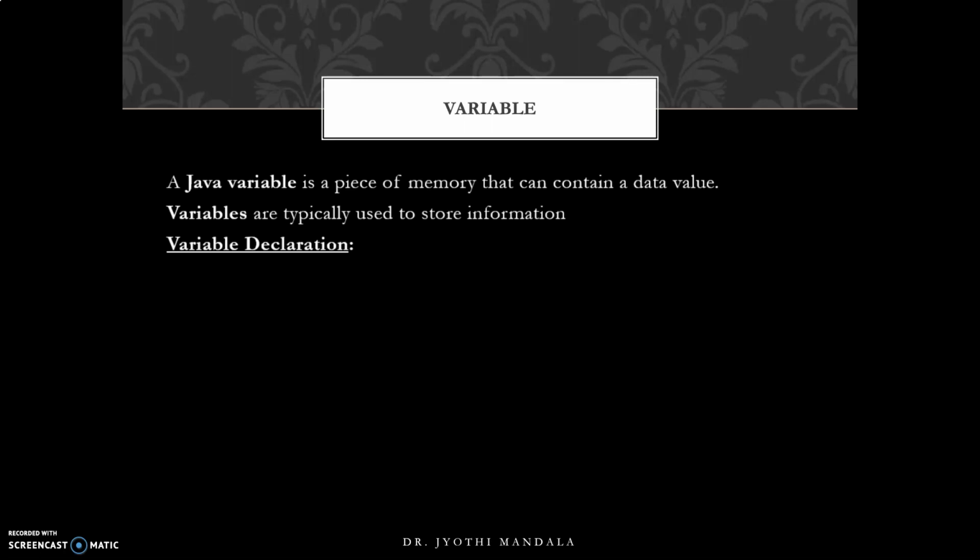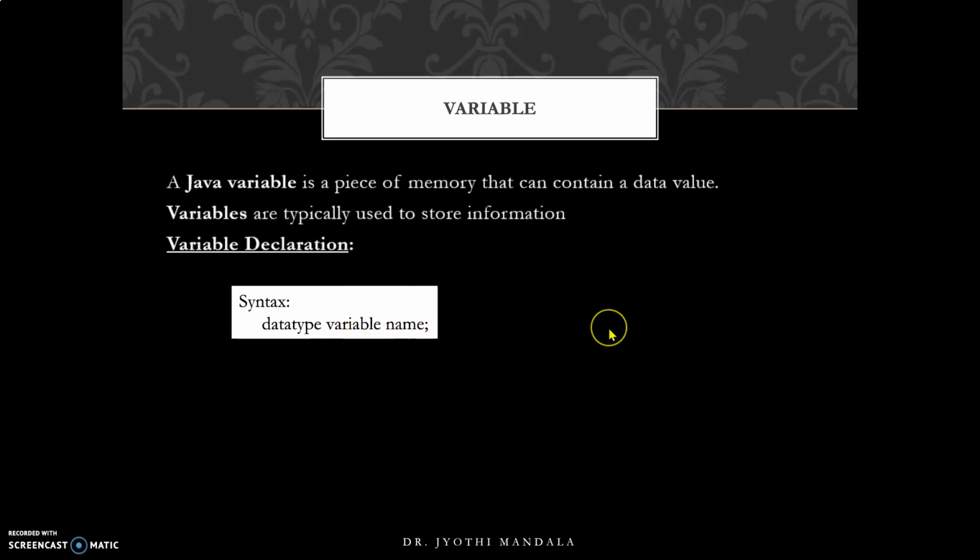Now let us see how a variable can be declared. Variable declaration can be done by using this syntax, where we need to specify the data type and then the variable name, whatever you want. About these data types we'll learn in detail. And the variable name can be any name, but before giving any variable name we need to follow some rules also, that I'll tell you. Now using this syntax we can declare a variable.